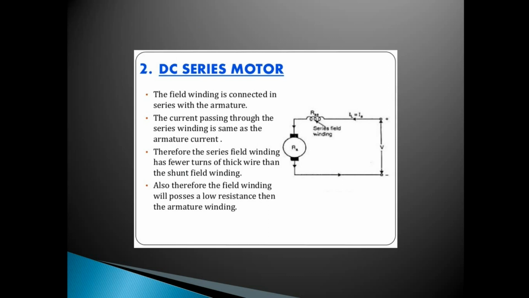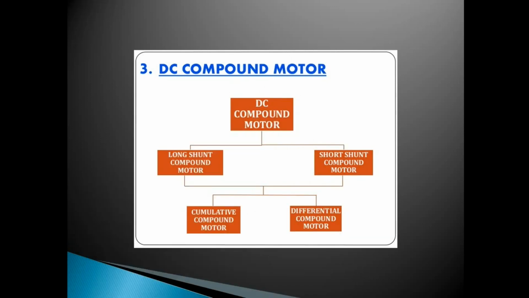Second, DC series motor. The field winding is connected in series with the armature. The current passing through the series winding is the same as the armature current. Therefore, the series field winding has fewer turns of thick wire than the shunt field winding. Also, therefore, the field winding will possess a lower resistance than the armature winding.